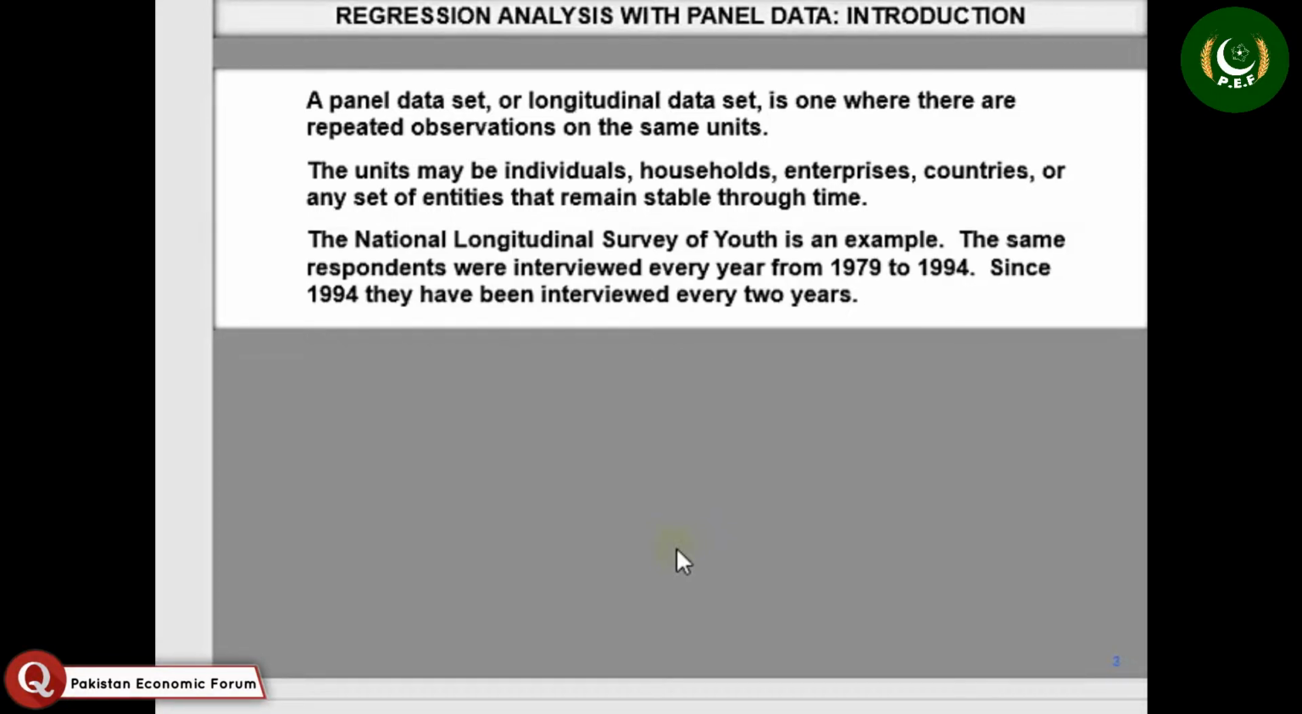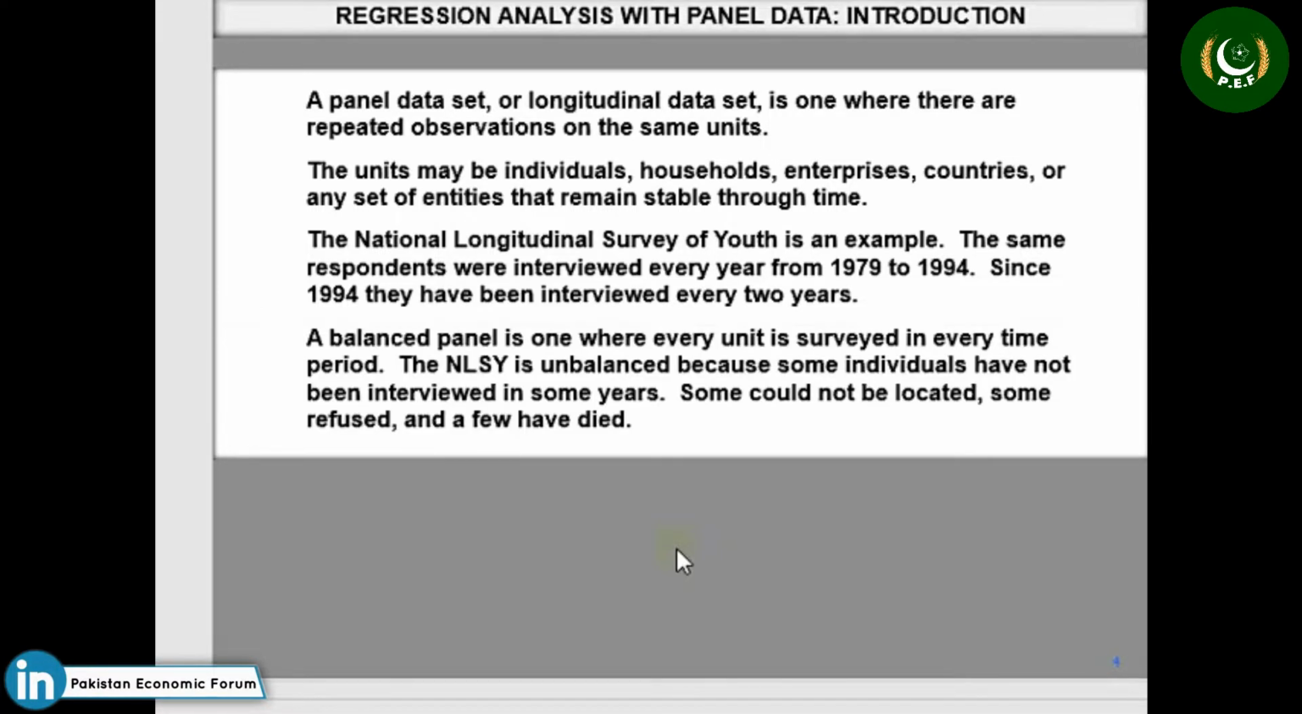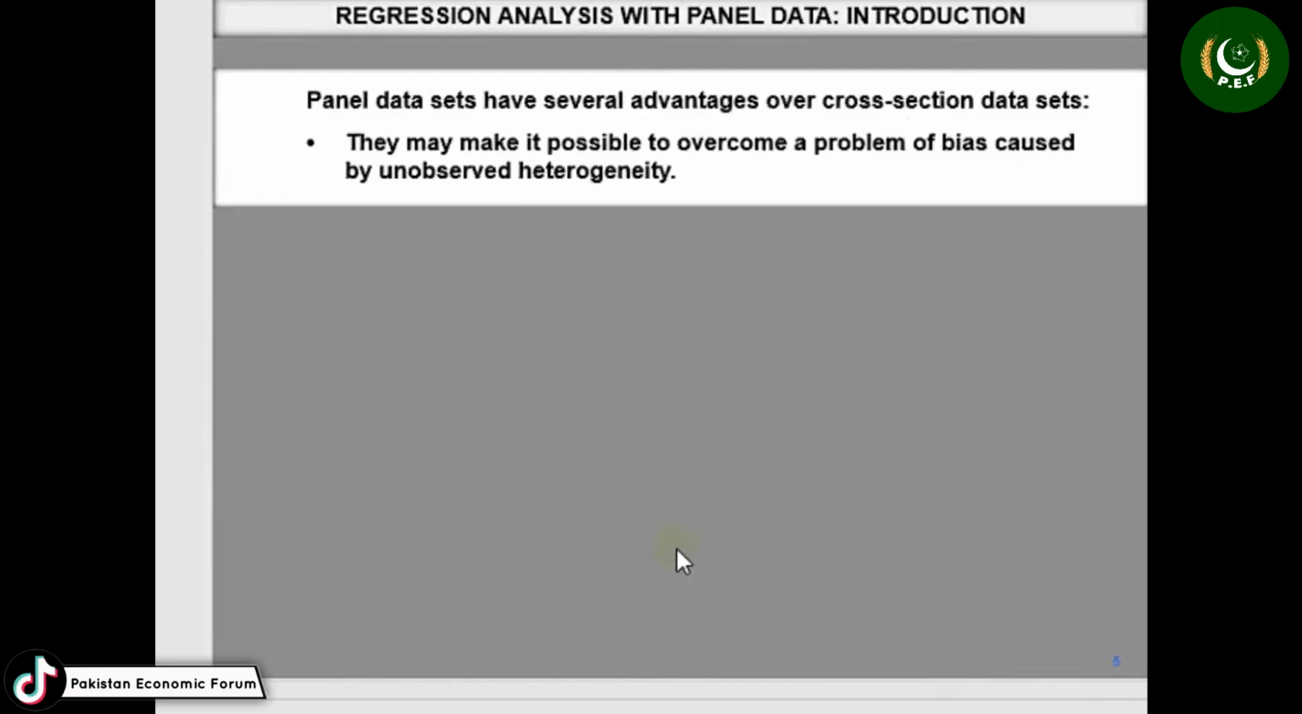There is the National Longitudinal Survey of Youth. That's data discussed by Christopher Dougherty in his Introduction to Econometrics book. We'll discuss this data as well as Stock and Watson data. A balanced panel is one where every unit is surveyed in every time period. Data are unbalanced if some individuals have not been interviewed in some years.